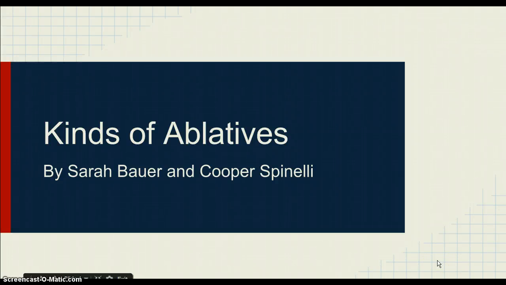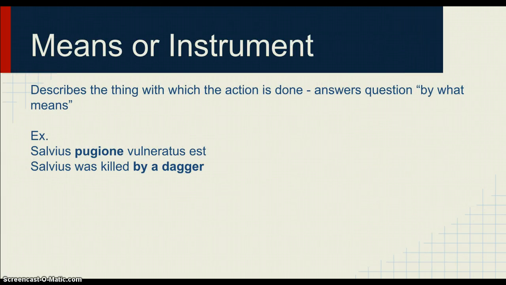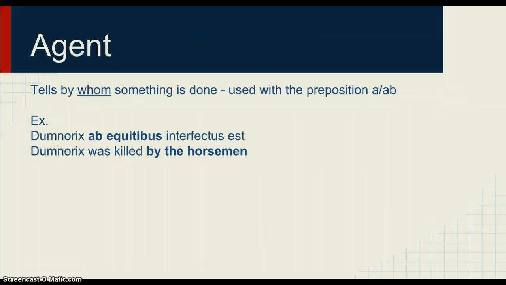So, these are the kinds of ablatives, or the uses of the ablatives, by Sarah Bauer and Cooper Spinelli. The first one is means or instrument, which is when the ablative describes the thing with which the action is done, and it answers the question "by what means?" For example, Salius pugione vulneratus est. Salius was killed by a dagger. "By a dagger" is the ablative.